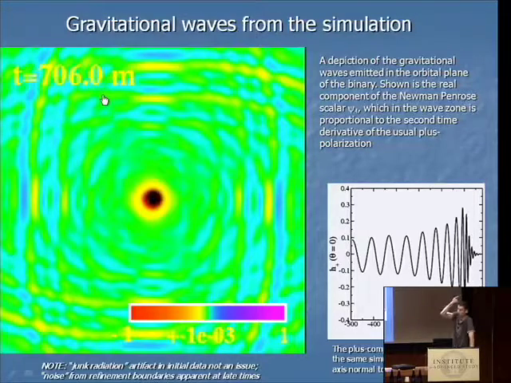And then normal to the axis, you get both polarizations. And they look very similar. If you looked at any point, you're going to see the same kind of structure. And here I've just shown at that point on the axis what it looks like.